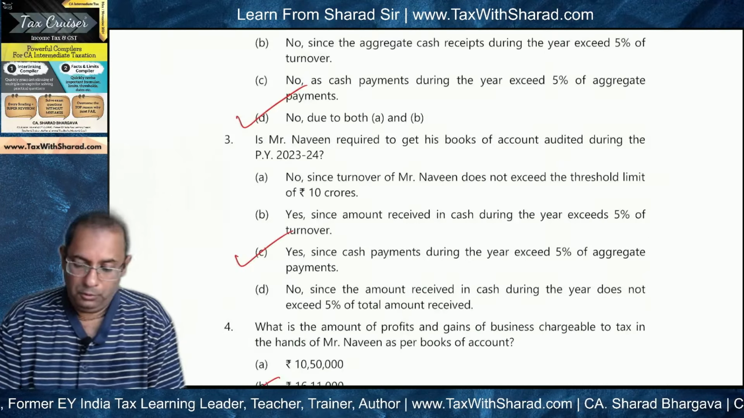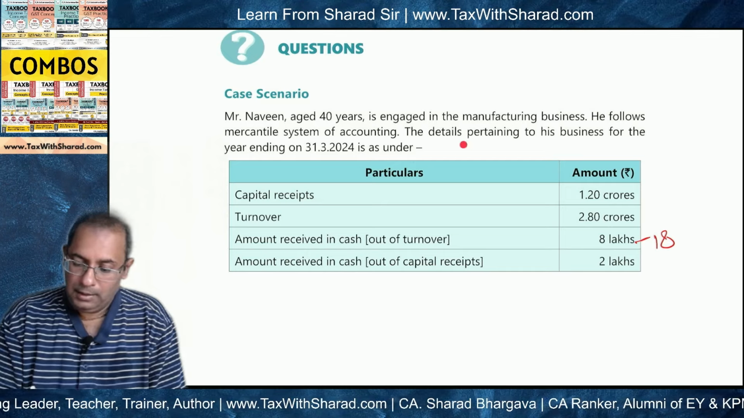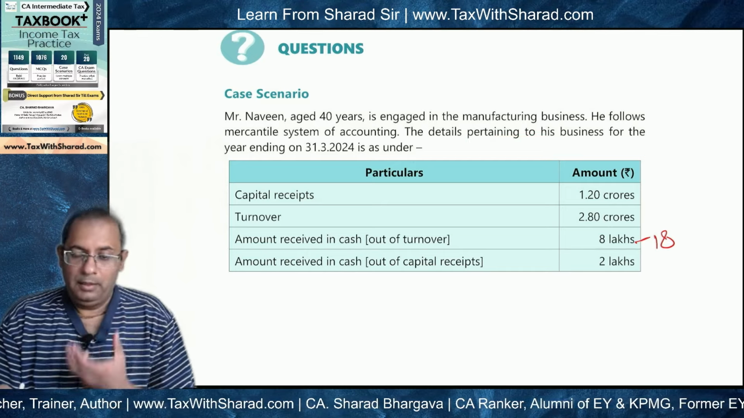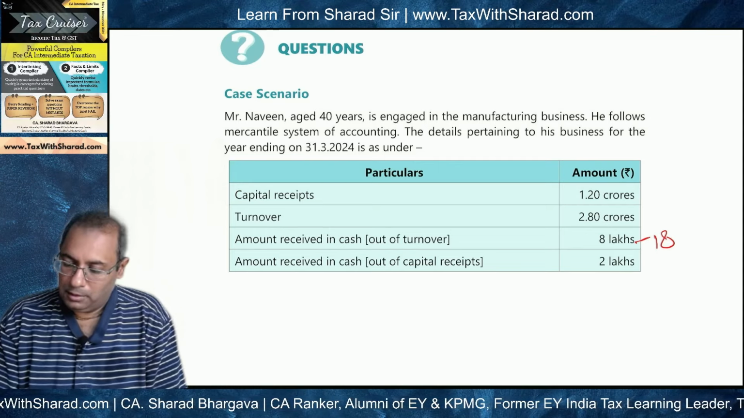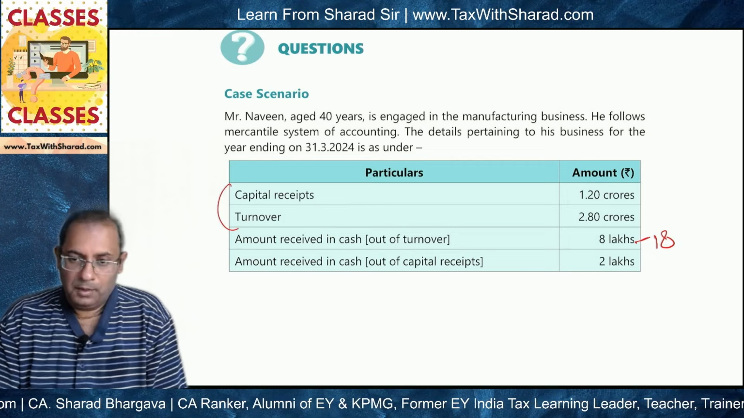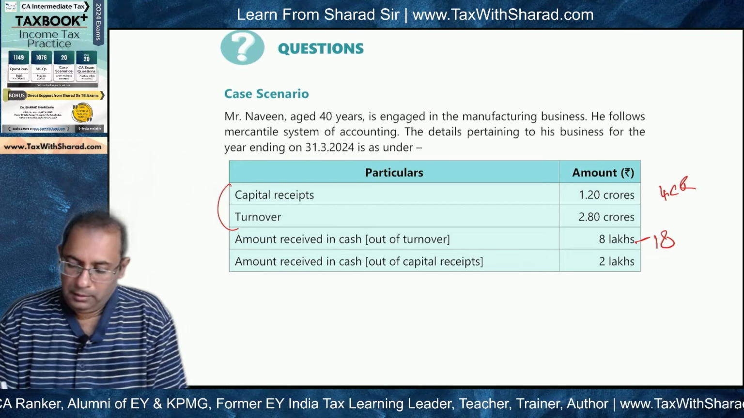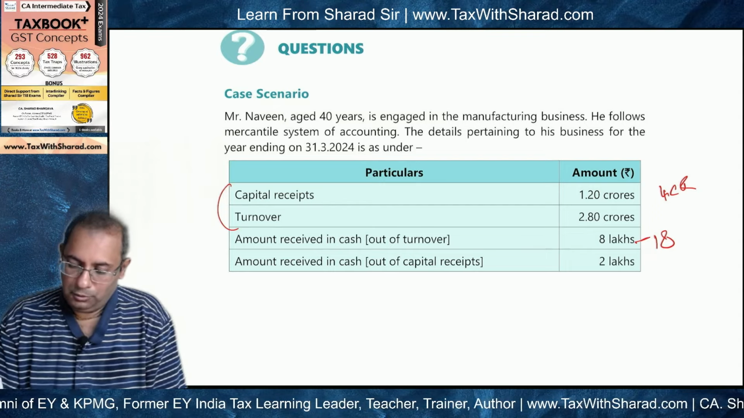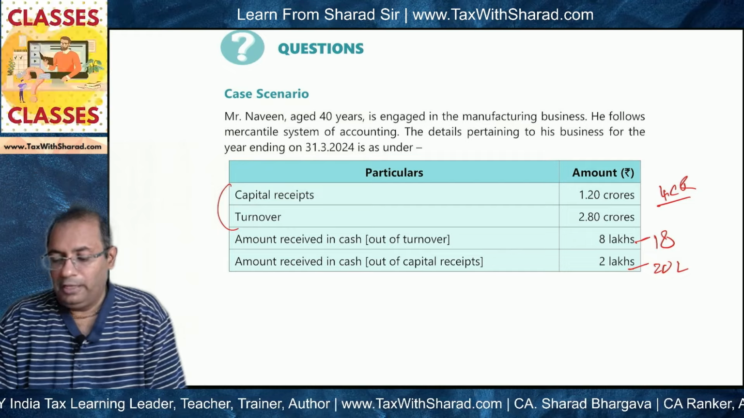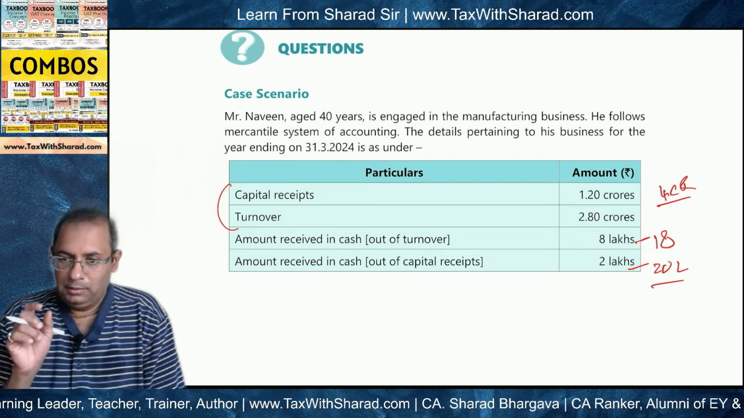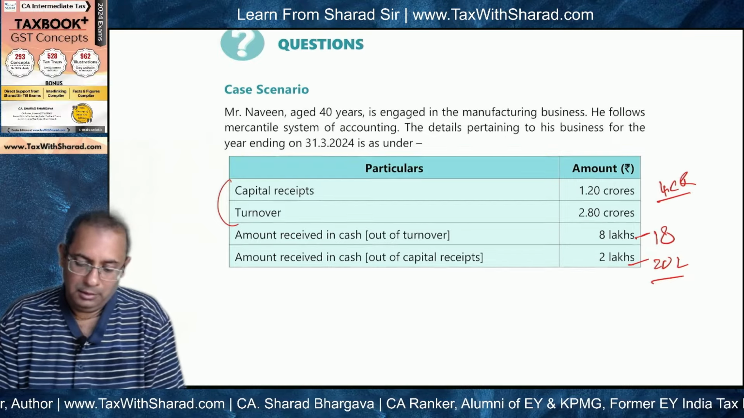Okay, and here therefore what we need to check is the aggregate, and the details which are given here pertain to the business. So since the aggregate of all the receipts and all the payments are to be considered, capital receipts are also to be considered. As far as the receipts go, capital receipts plus turnover, the aggregate of receipts is what? It is 4 CR. An amount received in cash, this is 8 lakh, and 10 lakh was additional, so this becomes 18 lakh, and 2 lakh out of capital receipts also needs to be considered, so this becomes 20 lakh. So 5% of 4 crore becomes 20 lakh. So this exact 20 lakh is the amount which is coming here. So it is not more than 5%. So as far as the receipts are concerned, the 5% limit is not getting breached.